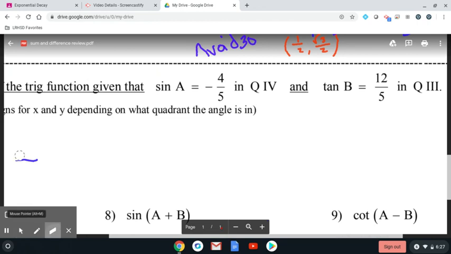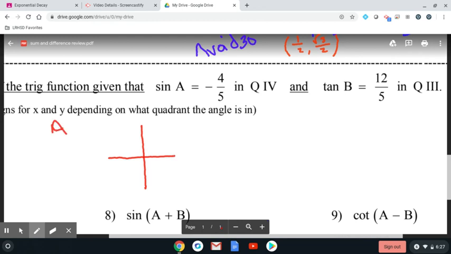Okay, so the first thing you've got to do is set up your right triangles to get a picture of what this looks like so that you can find your missing x or y, whatever you need. So we think about A first.